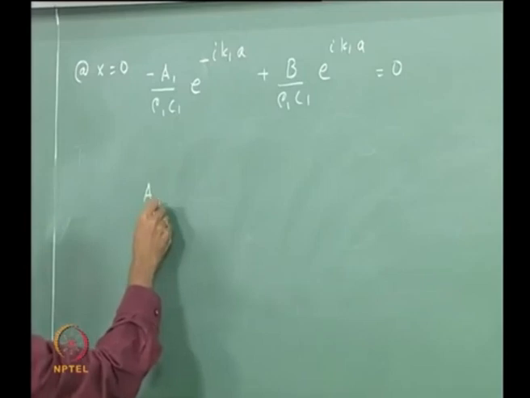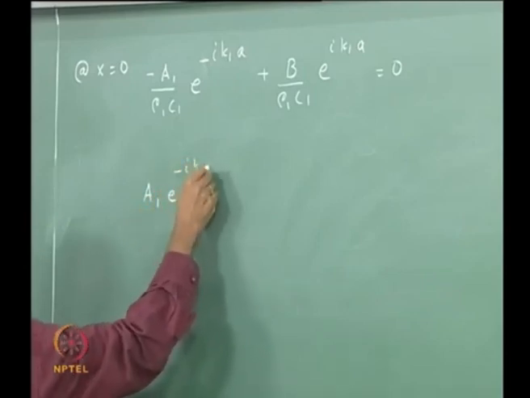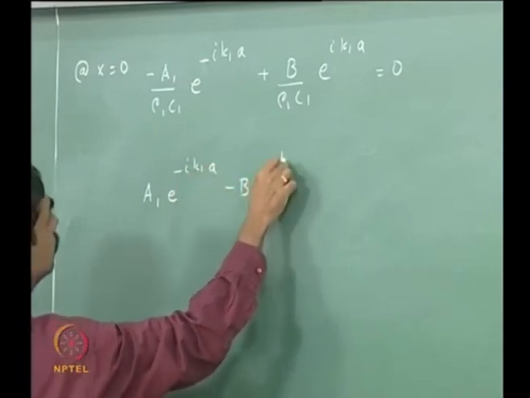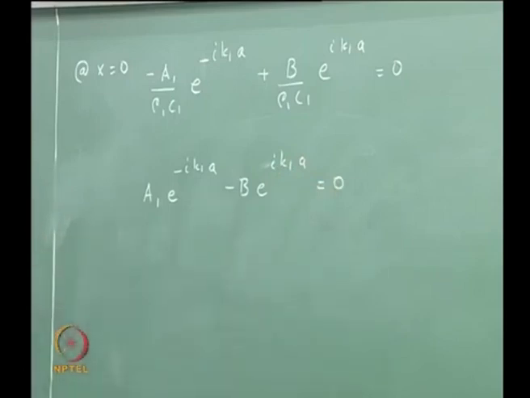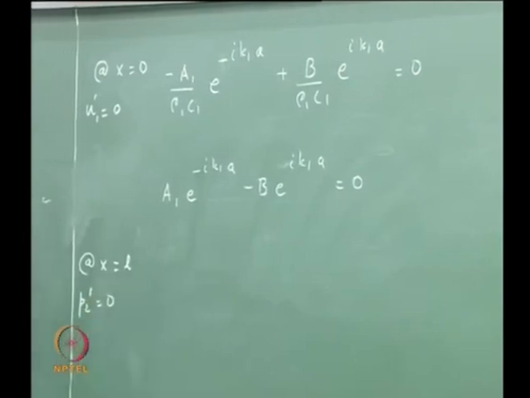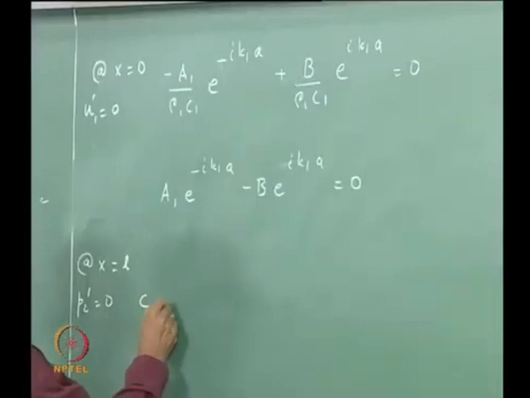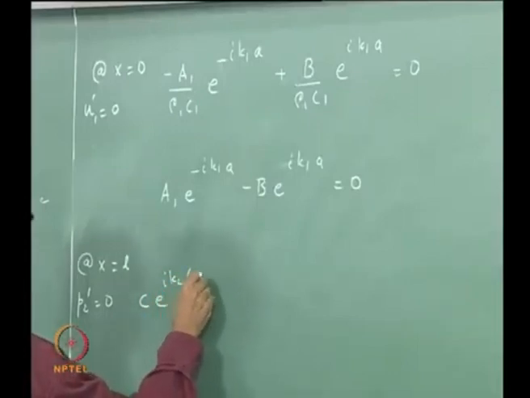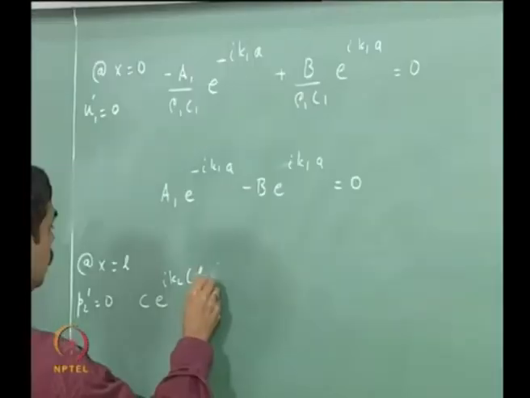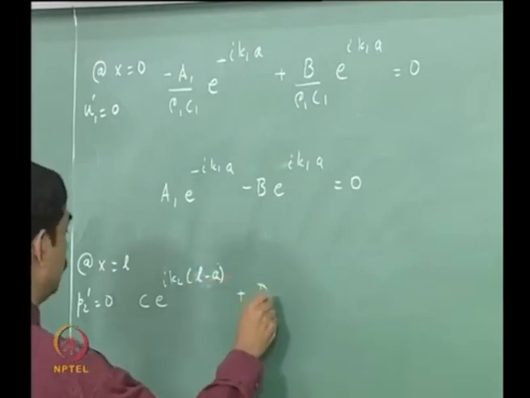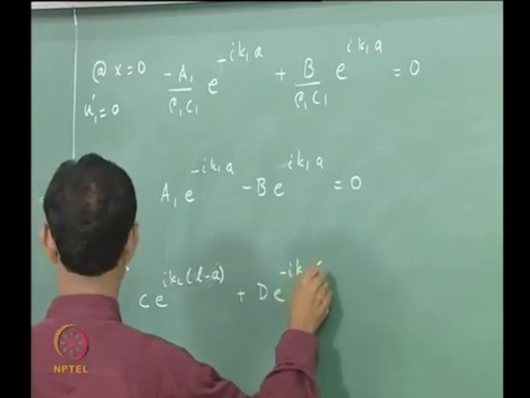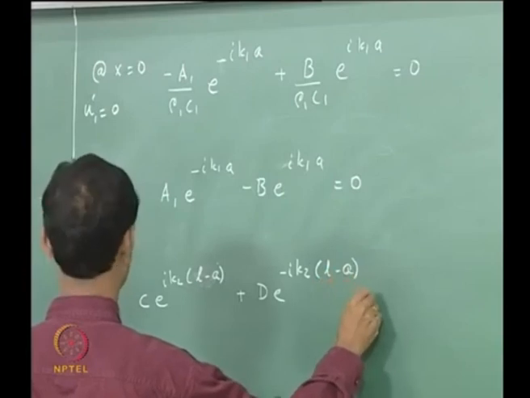Or I can say a1 e power... and so the next condition is at x equal to l, here u2 prime equal to 0, so here p2 prime equal to 0. So we have to take this expression here and put x equal to l, so you will get c e power i k 2 into (L minus a) plus d e power minus i k 2 into (L minus a) equal to 0.